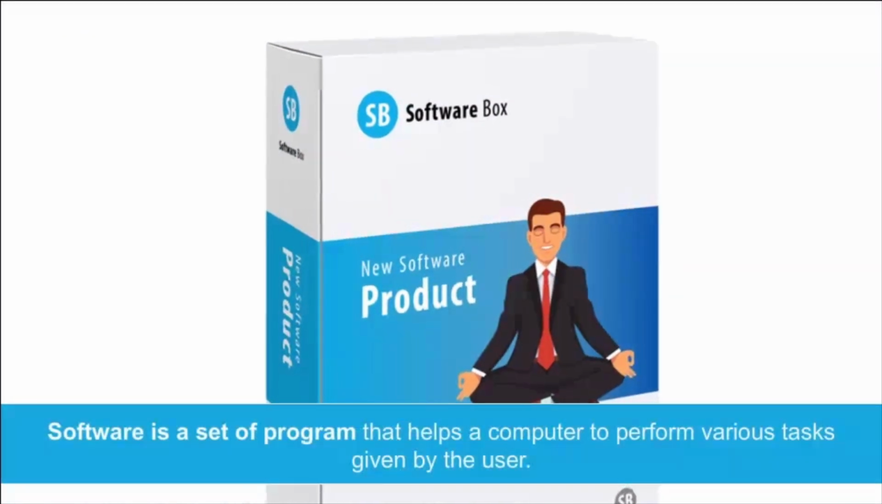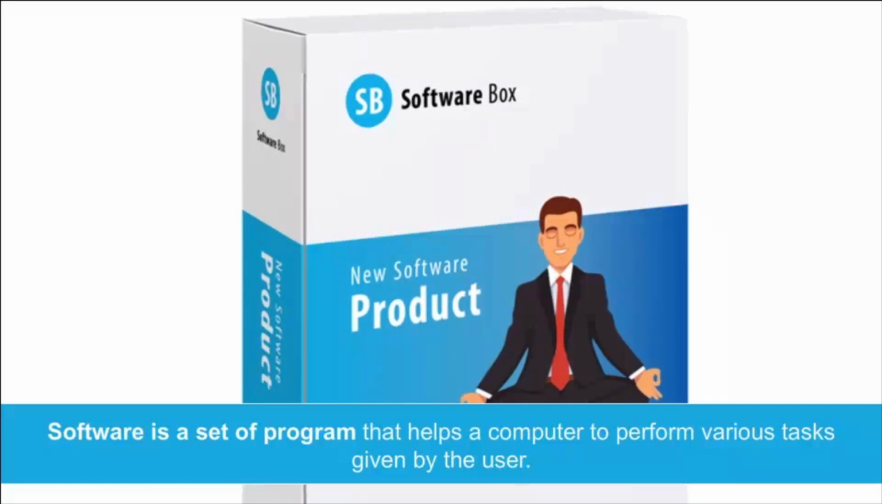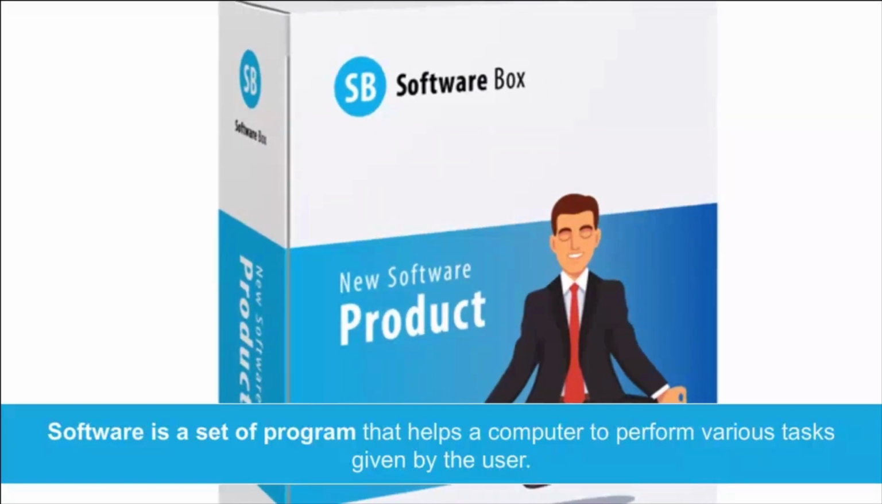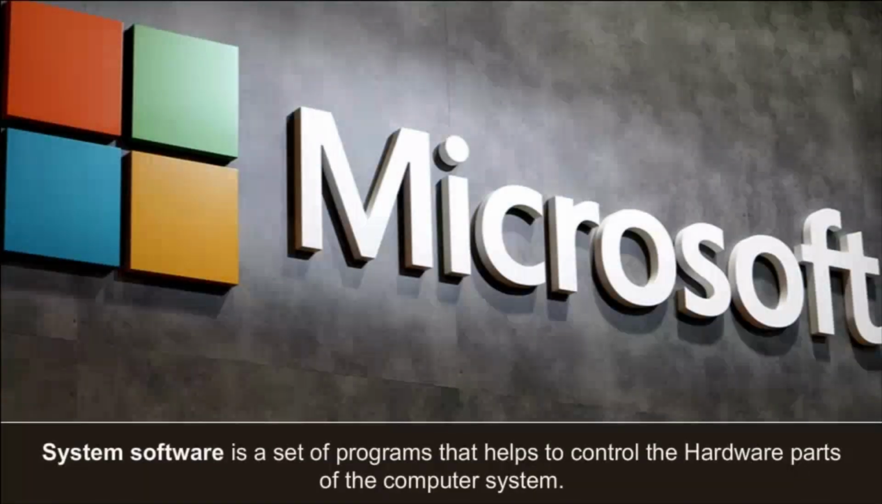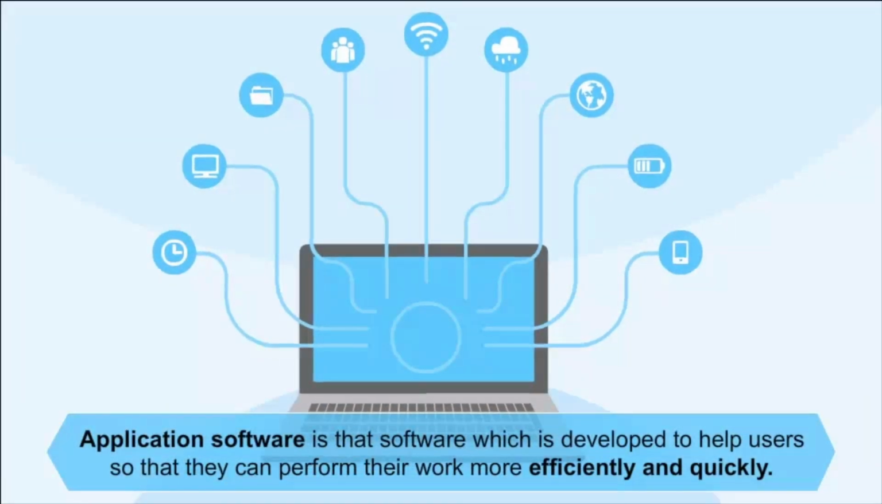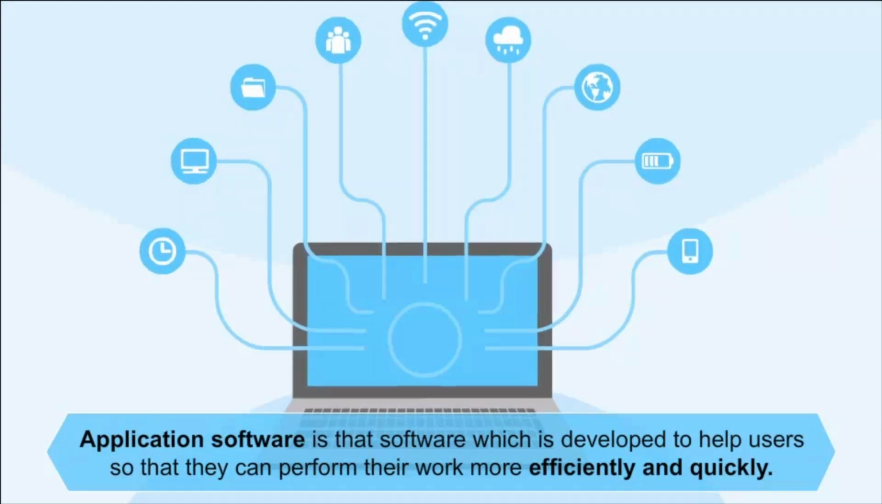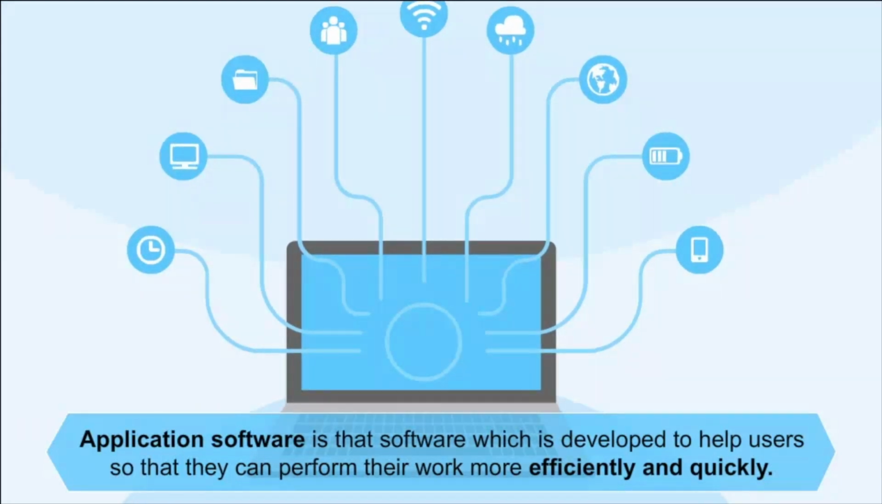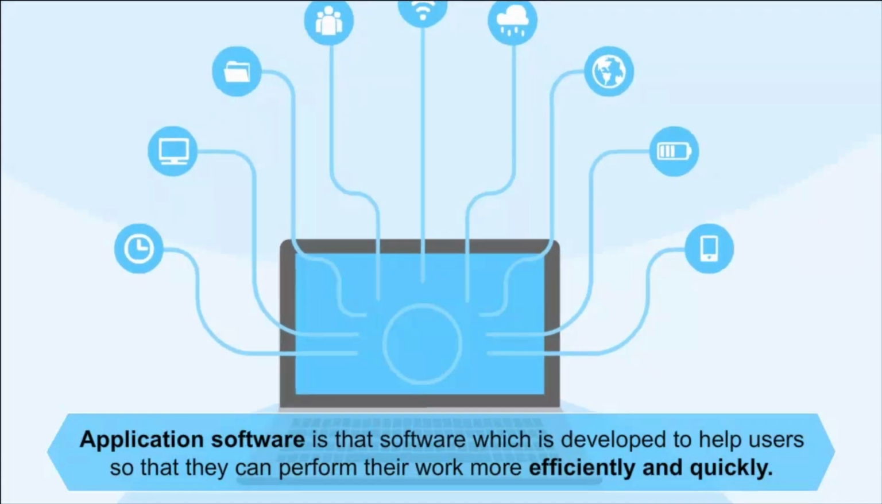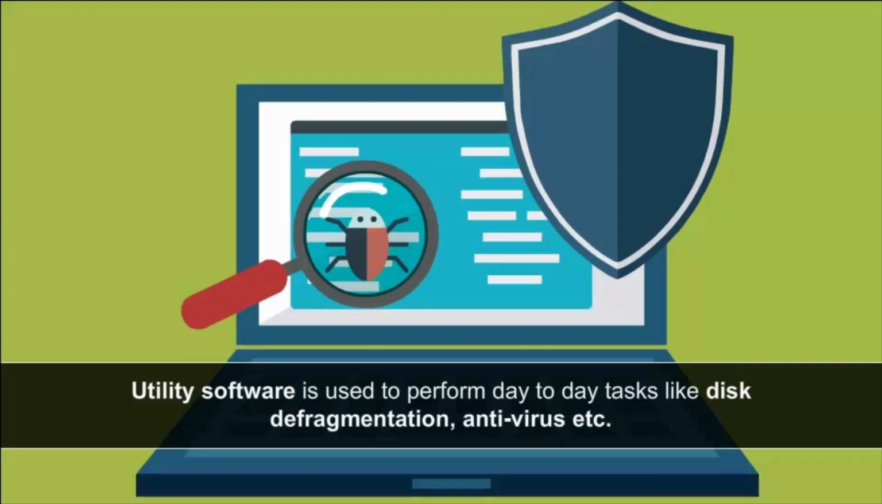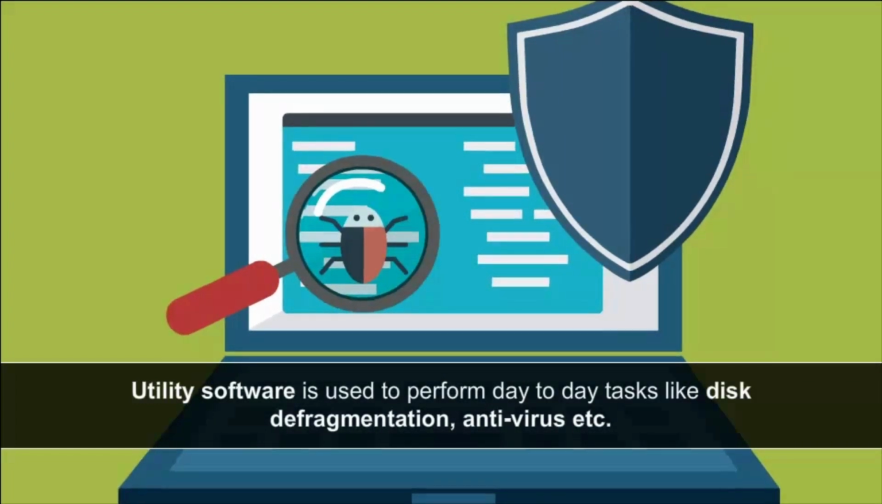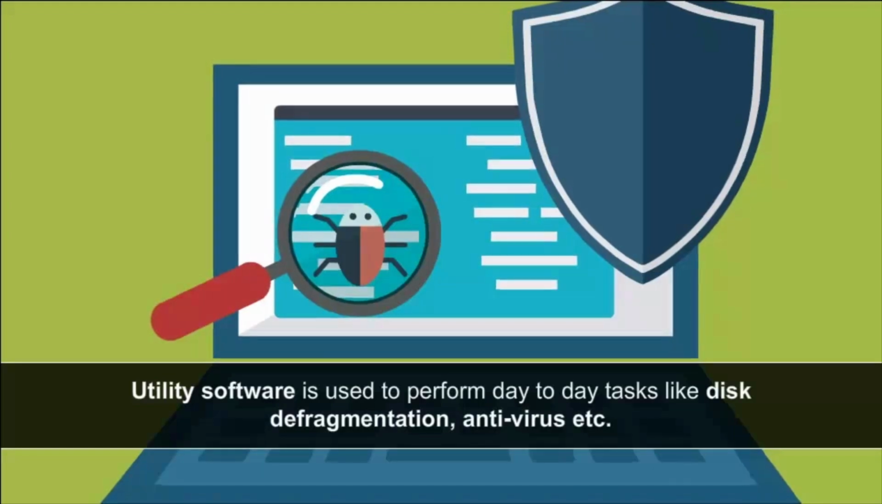Software is a set of programs that helps a computer to perform various tasks given by the user. Software can be further classified as system software, a set of programs that helps to control the hardware parts of the computer system. Application software is software developed to help users so that they can perform their work more efficiently and quickly, like MS Office. Utility software is used to perform day-to-day tasks like disk fragmentation, antivirus, etc.